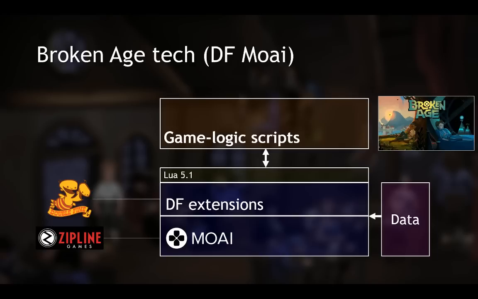And also, for the first time, we actually decided to use an open source engine as the basis for this project. So we used a piece of technology called Moai that was originally designed and implemented by Zipline Games in Seattle. And on top of this engine, we added various other extensions, for example, for particles and lighting and so on, that helped us make this game.